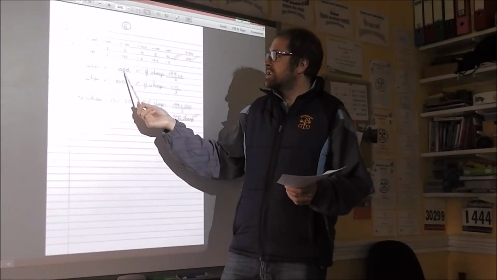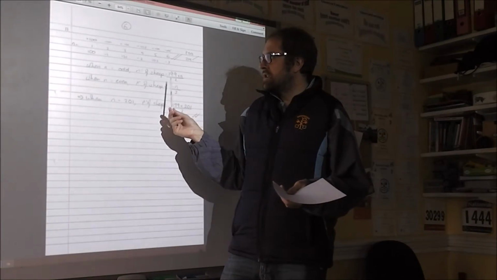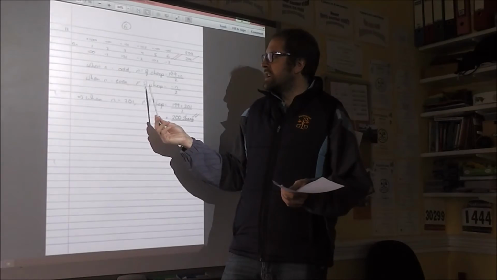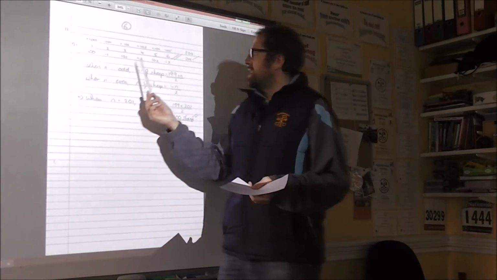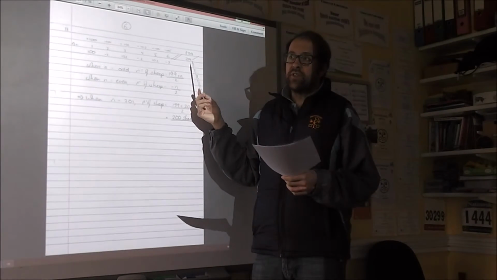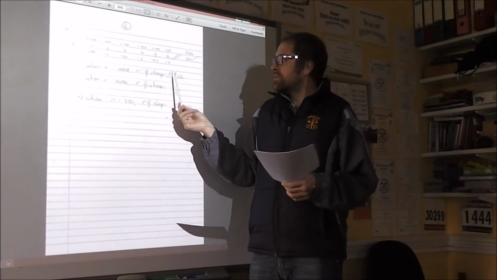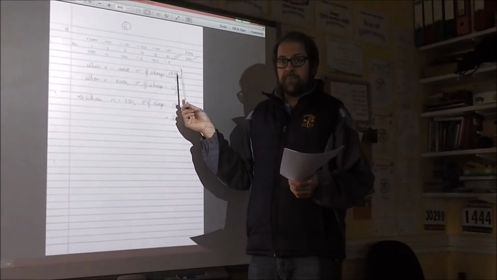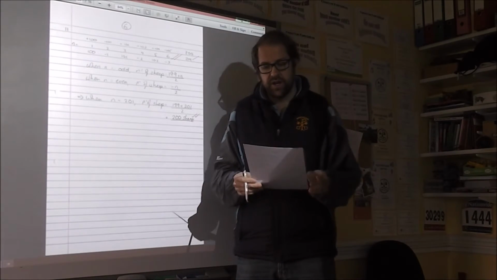When n is odd, the number of sheep is 199 plus n over 2. When n is even, it's negative n over 2. So when he adds 300, that's actually the 201st term in our sequence. So it's an odd one, so we do 199 plus 201, 400 over 2, which means there are 200 sheep.